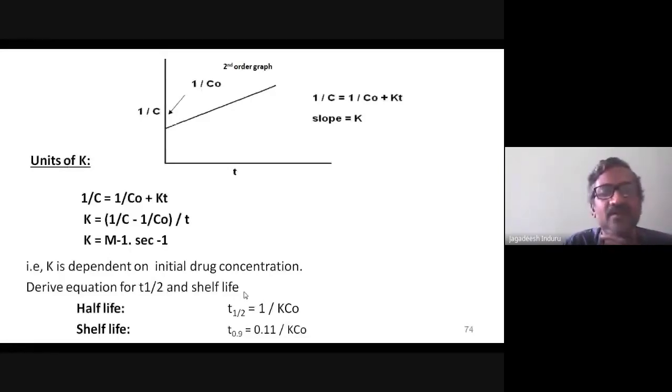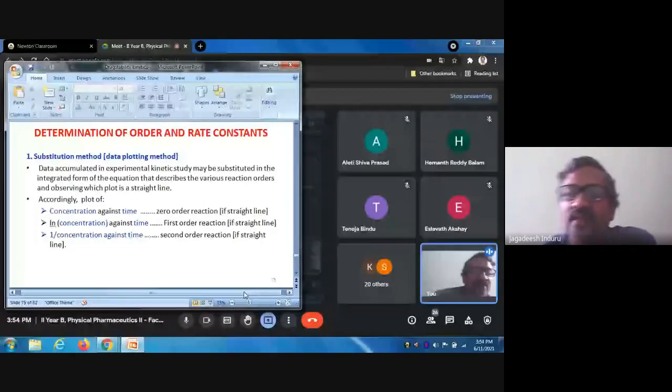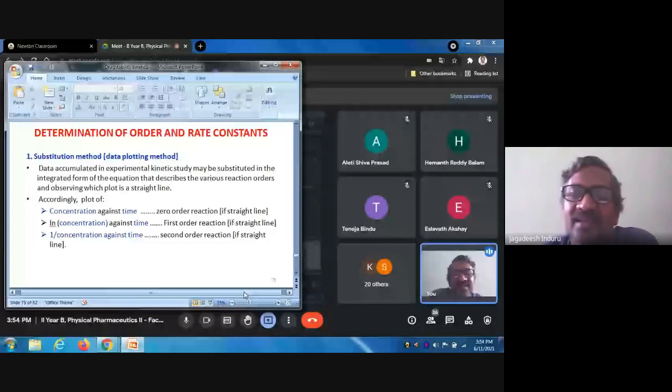So these rate equations and equations for the half-life and shelf life are very important for your GPAT. You are going to see in the GPAT what is the equation for the zero order, first order, second order. What is the equation for the half-life and shelf life, that is T1/2 and T90 or T0.9, which is the shelf life? You need to memorize these equations. If you keep all this knowledge ready, we are going to enter into determining what order we are going to follow and determining the shelf life.